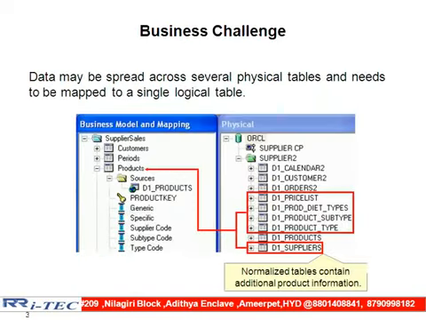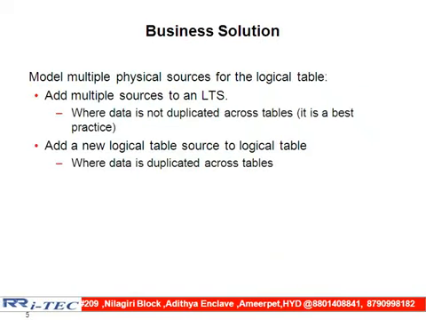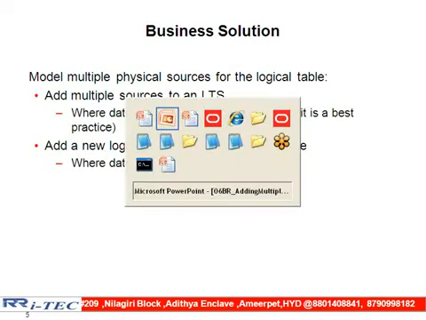If you see, I have given here one point: model multiple physical sources for a logical table, add multiple sources to an LTS. When do you need to go for this one, sir? Where data is not duplicated across tables. Next point is what, sir? Add a new logical table source to the logical table. That is when, sir? Where data is duplicated across tables.